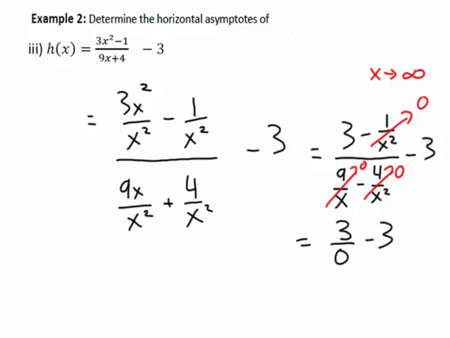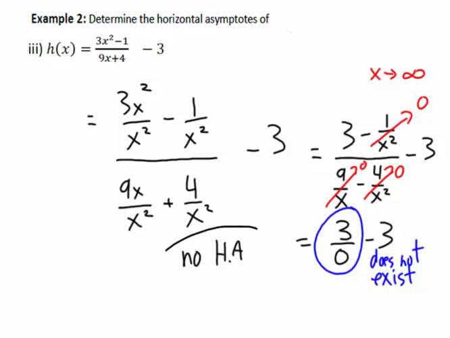But now here's the problem. 3 over 0 does not exist. So if we get a solution that does not exist, then we can say there's no horizontal asymptote. And we have to be very careful over that. 3 over 0 does not exist. It doesn't matter that we have some other value over here, there's no horizontal asymptote.